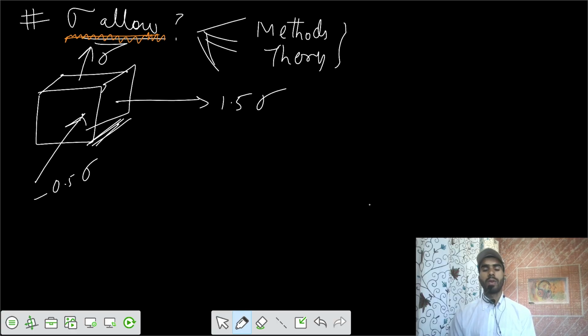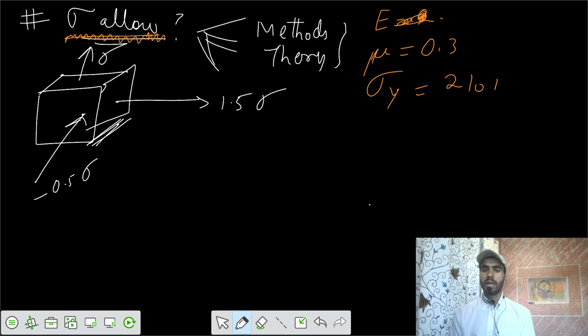So, the methods we have. Then we also need some data. What's the value of mu and what's the value of E? Let's forget the value of E for now. Let's take value of mu equals 0.3, and yield stress equals 210 megapascal.